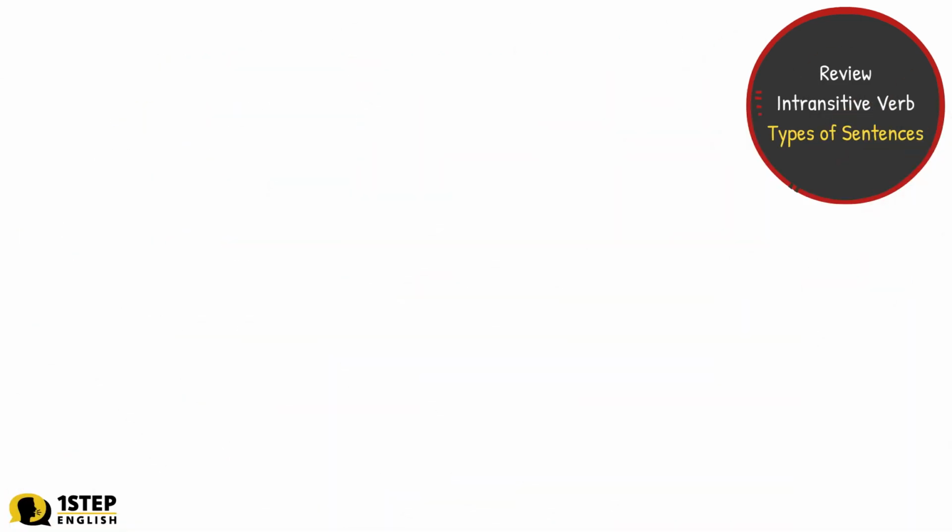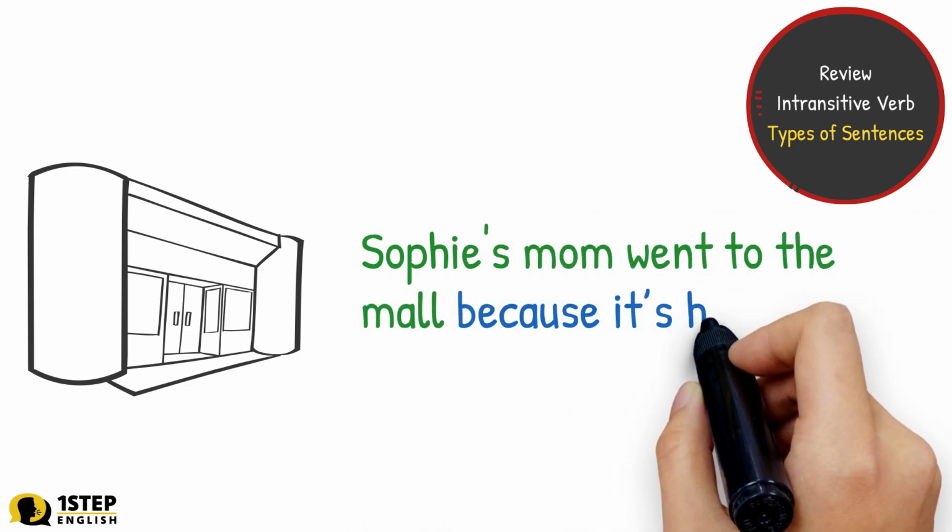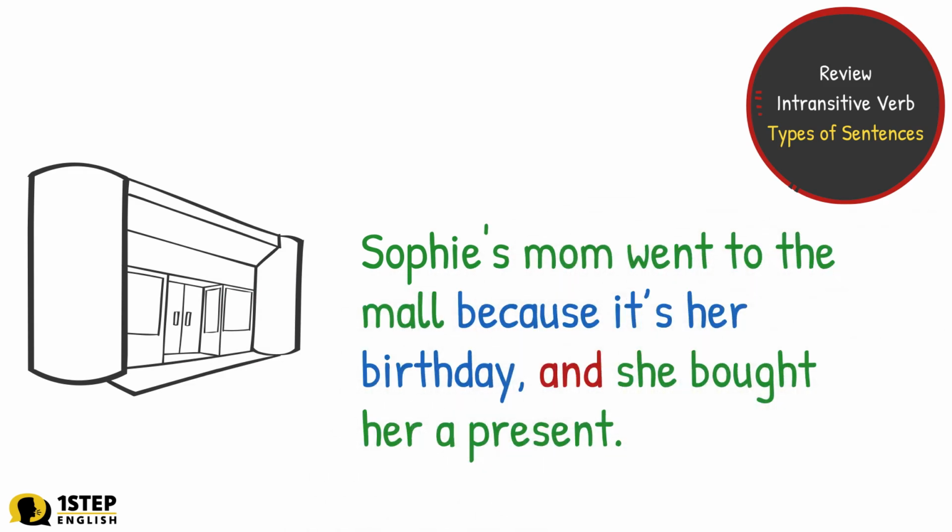Look at these examples. Sophie's mom went to the mall because it's her birthday, and she bought her a present. In this example, the independent clauses, Sophie's mom went to the mall, and she bought her a present, form a compound sentence with the connection of the coordinating conjunction, and.